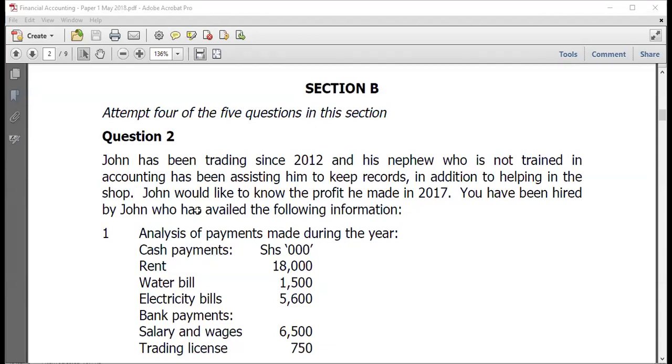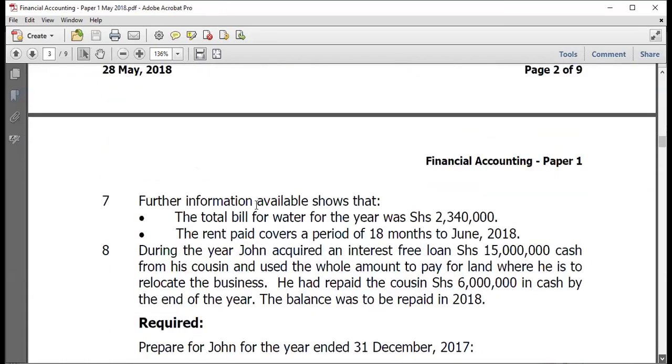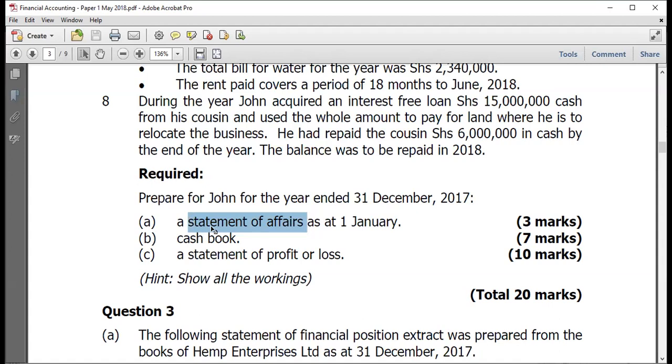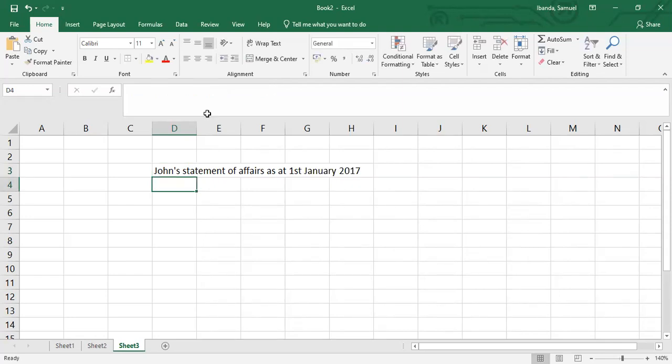Okay, so I'll use the Excel to just go through the question right here. The first thing that we are preparing, as it has been asked, is John's statement of affairs. John's statement of affairs, and this is as at 1st January 2017, as you can see.